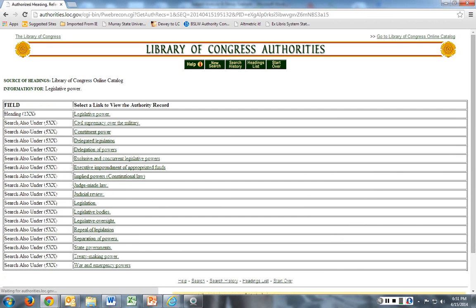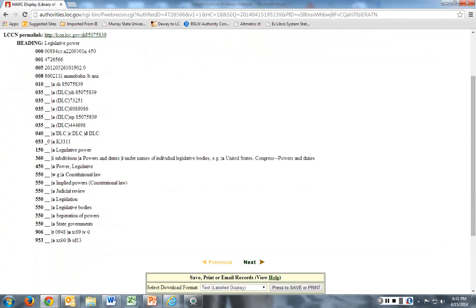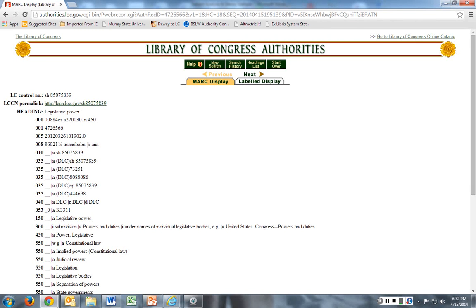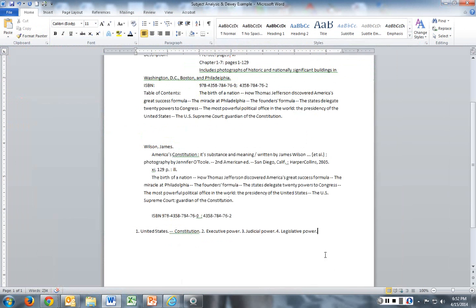I'm going to look in legislative power. This is the authority record for it. It says under names of individual, let's see. I can use the subdivision powers and duties under names of individual legislative bodies, United States Congress powers and duties. So I could use that, see if that's a children's subject heading. I kind of think not. We're getting a little too detailed, and I'm just going to go with legislative power. And I might consider adding delegation of powers. But I'm just going to leave it like that for now.